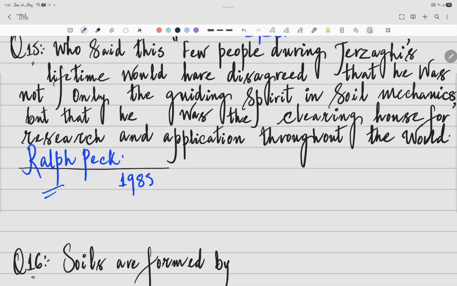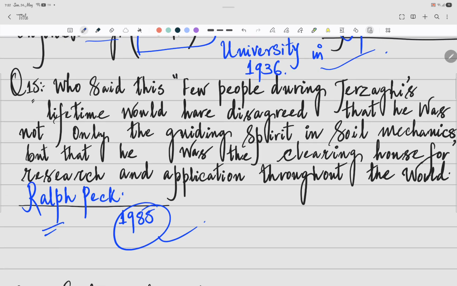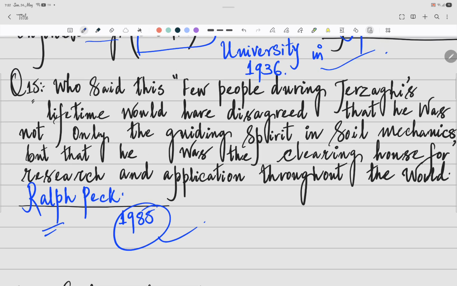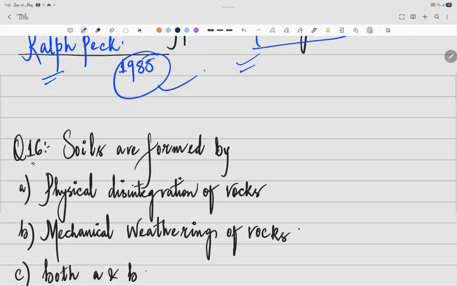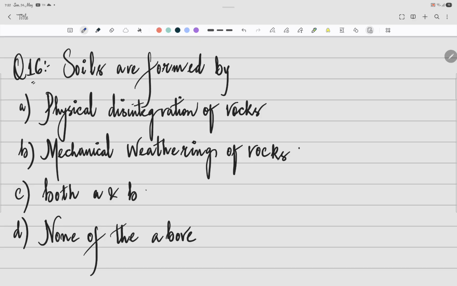All right. Such was the fame of Dr. Terzaghi and his initial research on the subject of soil mechanics that Peck said that few people during Terzaghi's lifetime would have disagreed that he was not only the guiding spirit in soil mechanics, but that he was the clearing house for research and application, and that too throughout the world. All right, moving on. Next question.